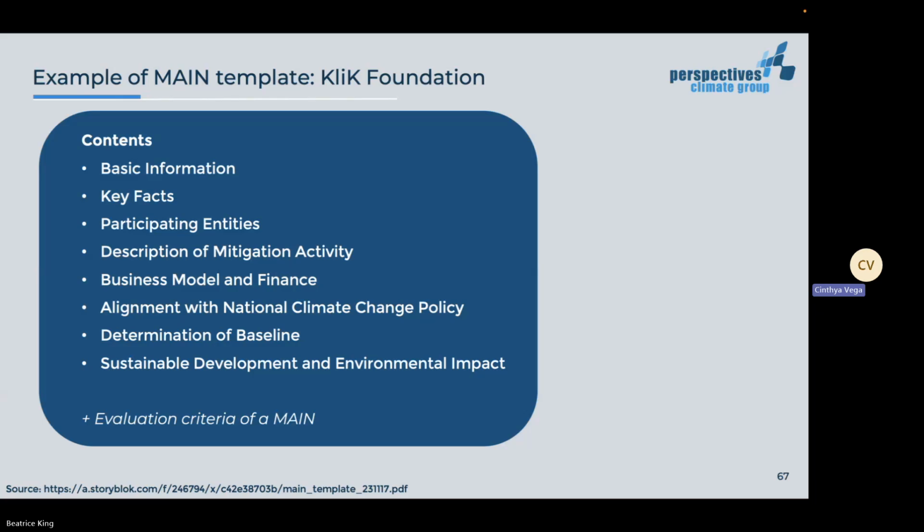So when a project developer provides the basic information of the activity, key facts, the participating entities, and other relevant information, then this is a way in which host countries can look at the document and decide or start giving hints on their interest in the activity.